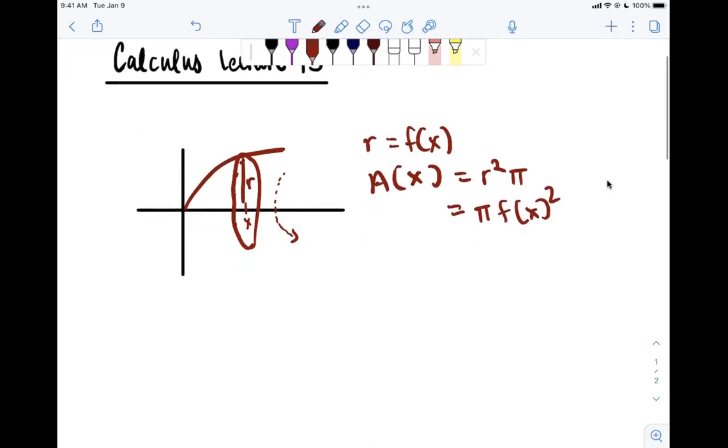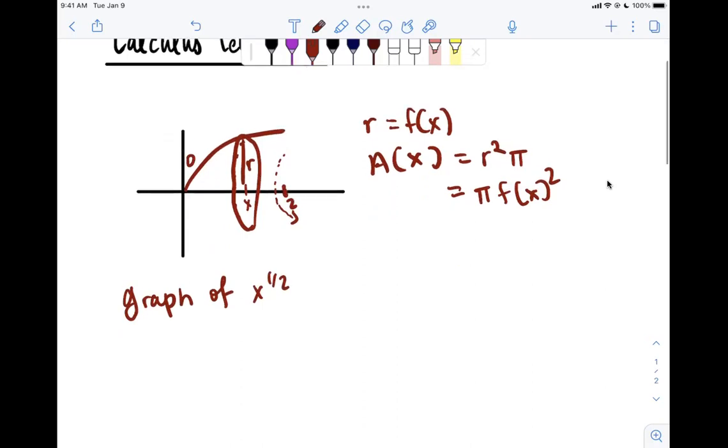So this particular graph is the graph of x to the 1/2. And let's just say this number is 2, so we're going from 0 to 2. All right, so we want to find this volume. So we're just going to integrate from 0 to 2 the integral of pi times f of x squared. So that's pi times f of x, which is x to the 1/2. When you square it, that's x.